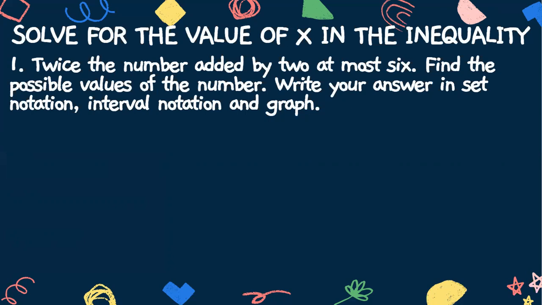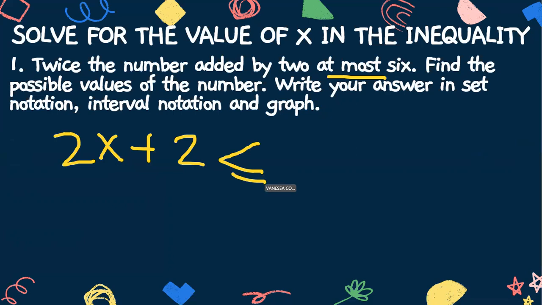Tandaan niyo lang po yung ating mga symbols para po hindi po tayo malito. Right? Yung ating at most, that is less than or equal to. So when we say twice the numbers, that is 2x, added, that is plus 2, at most, it means less than or equal to 6. Then find the possible values of the number. Write your answer in set notation, interval notation, and graph.